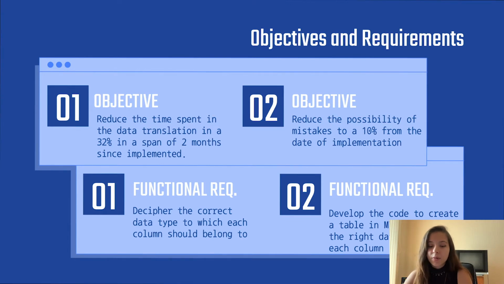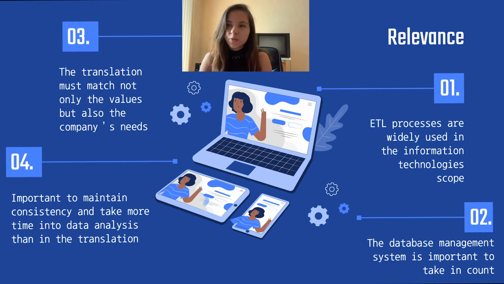And the functional requirements are to decipher the correct data type for each column and to develop the code to create a table in MySQL stating the right data type for each column. So what is the real relevance for this project? We already established the conflicts that this situation brings in real life, like the company and the problem itself, but what does it involve for the developer itself?